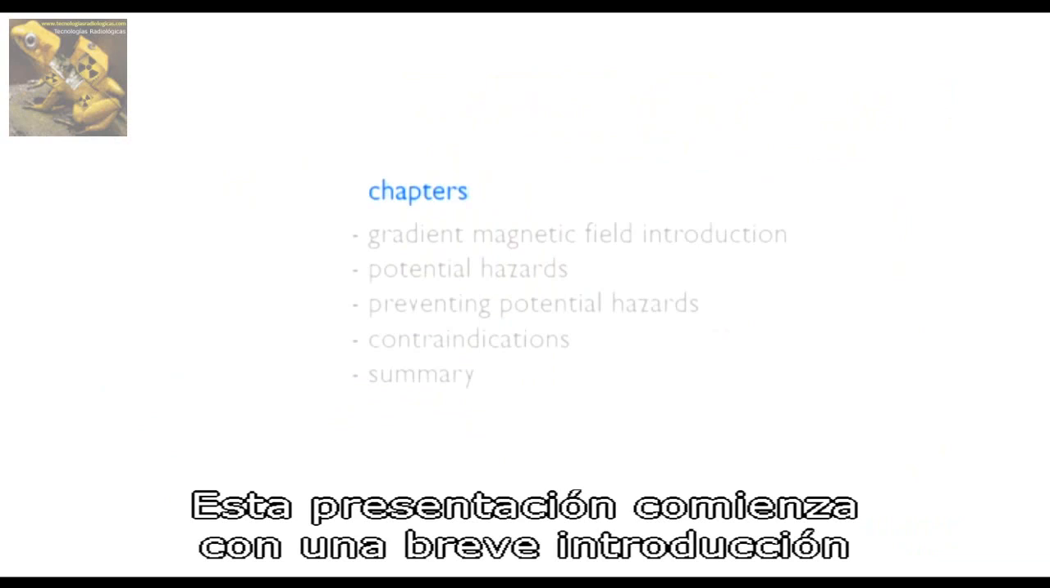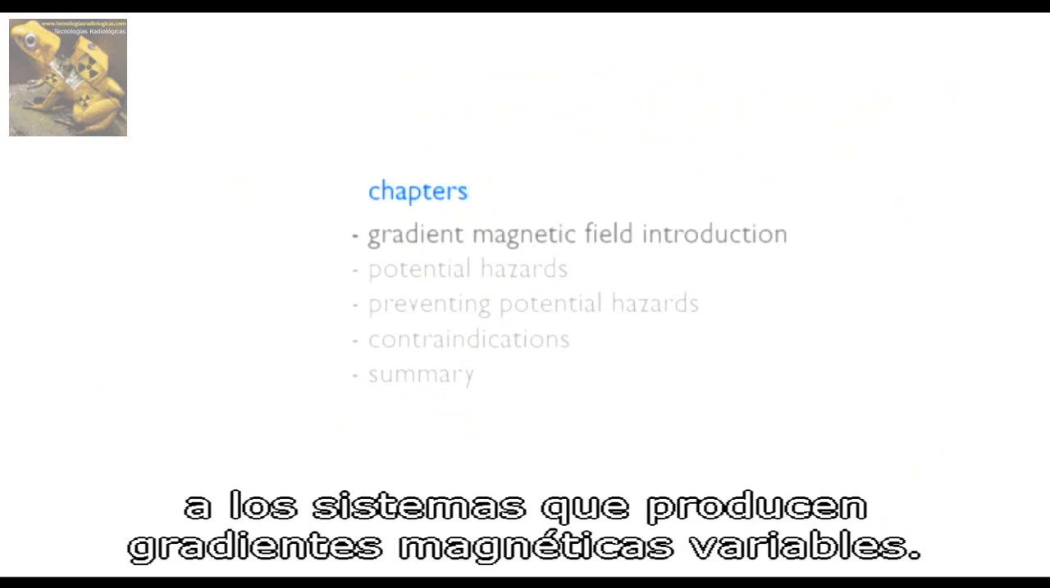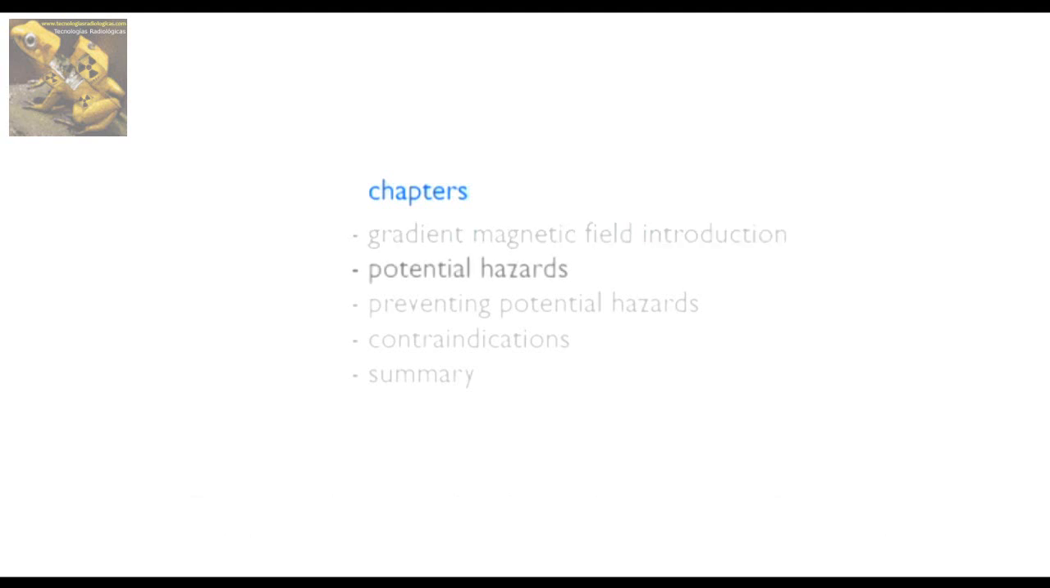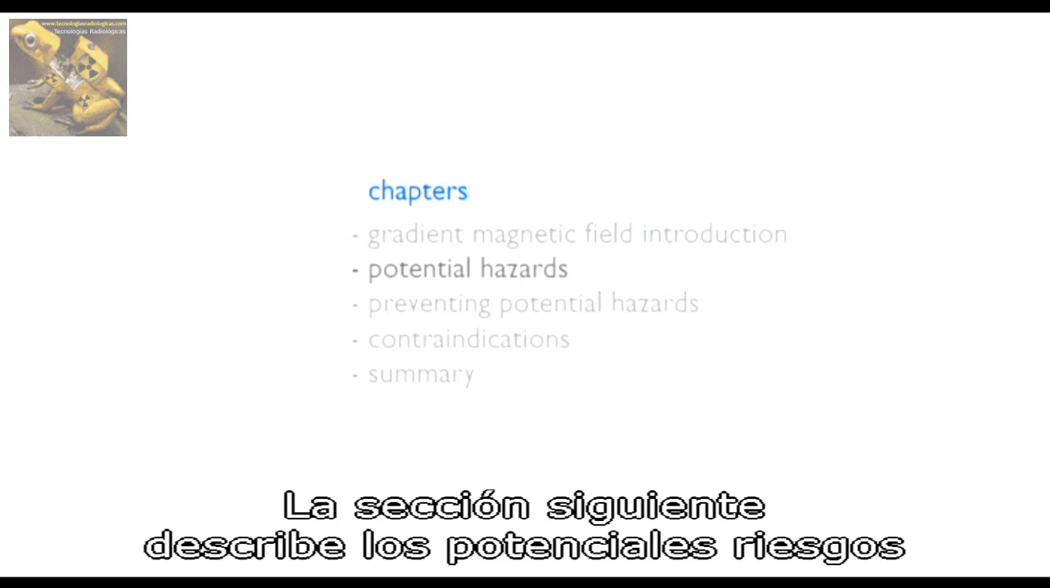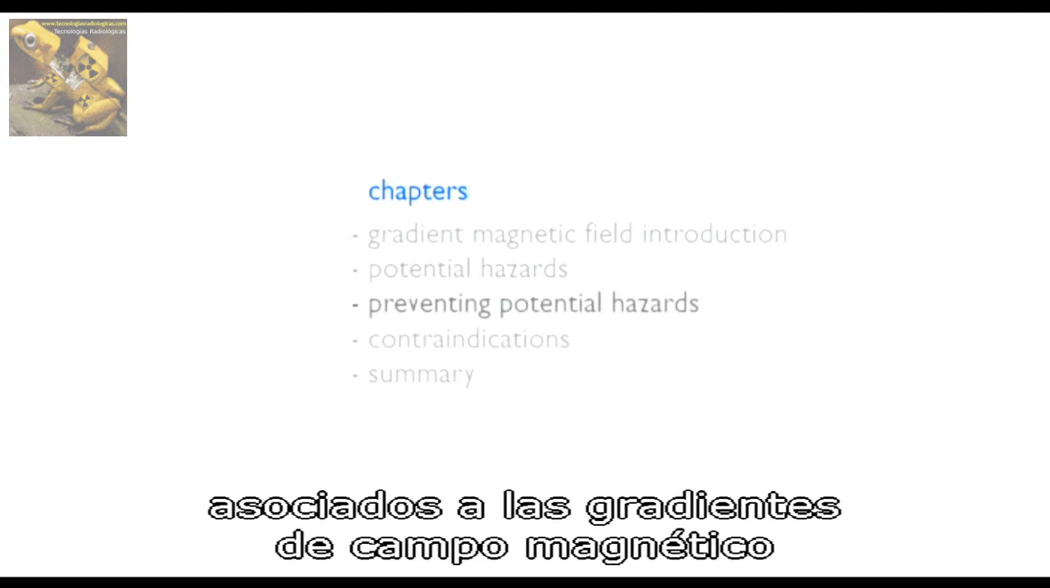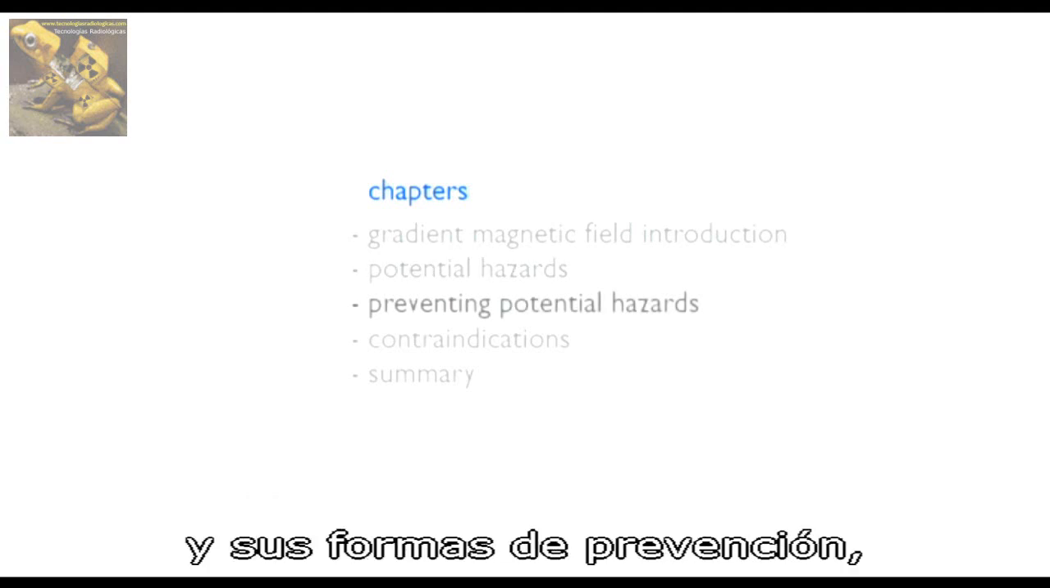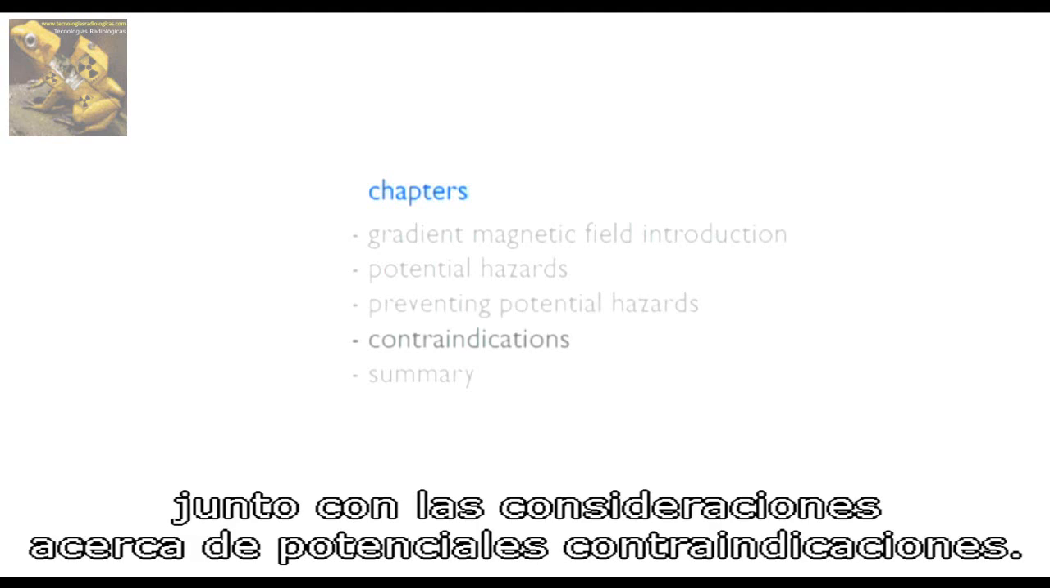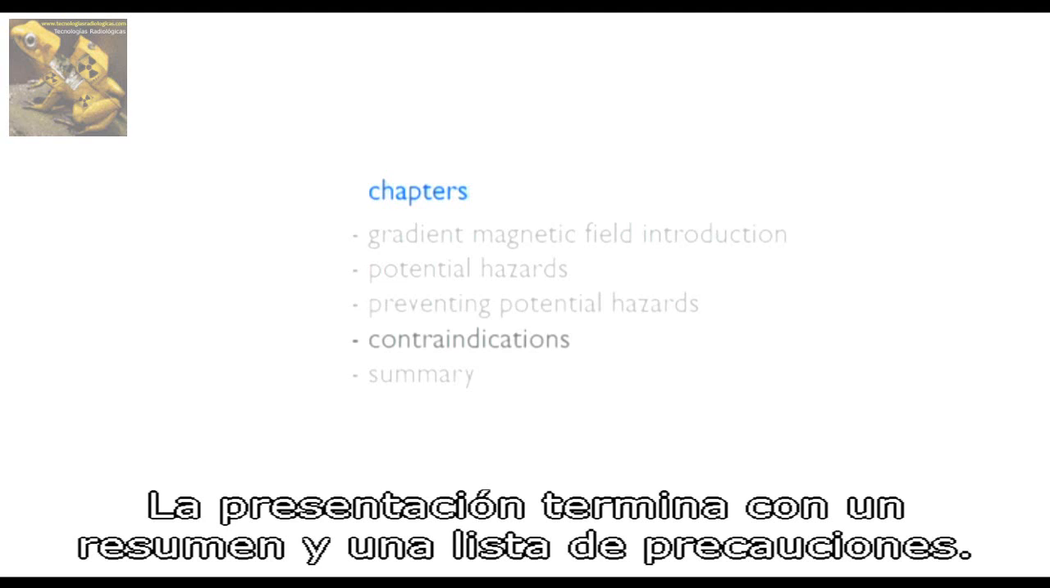This presentation begins with a short introduction of the system creating the dynamic gradient magnetic field. The next section describes the potential hazards of the gradient magnetic field and the way in which they can be prevented, followed by the consideration of possible contraindications. Finally, the presentation concludes with a summary and a list of the appropriate safety precautions.